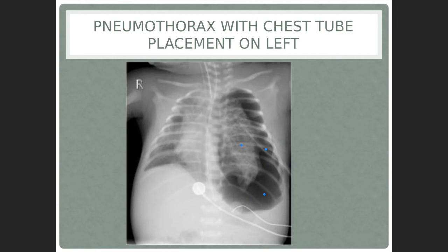Everybody see that picture? And the different areas. So the first dot is a collapsed lung. The second dot, which I put at the bottom, is the air, which is all over. And the third dot, which is that little line there, is actually a chest tube.